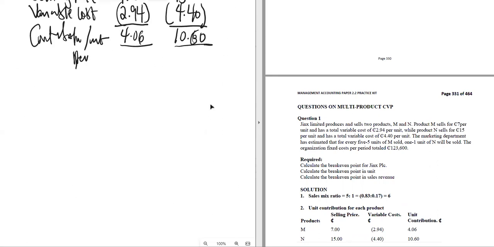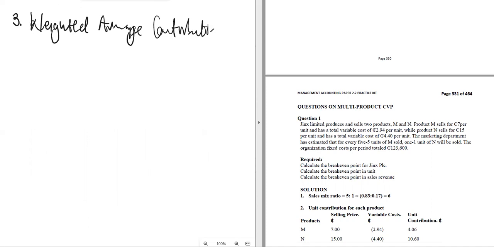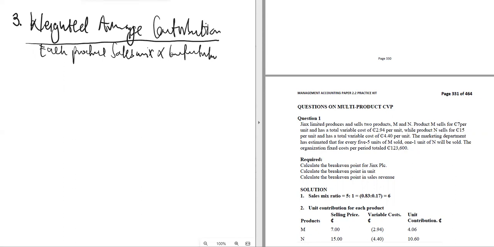Okay, so let's go down the line. Now that we have our contribution, remember that I told you earlier on that you need to get your weighted contribution. So the third step is to get your weighted average contribution. Because you have 2 or more products, you can't use the normal contribution. So you need your weighted contribution. And how do you get it? You take each product's sales mix and weight it by the contribution. You are finding a weighted average.